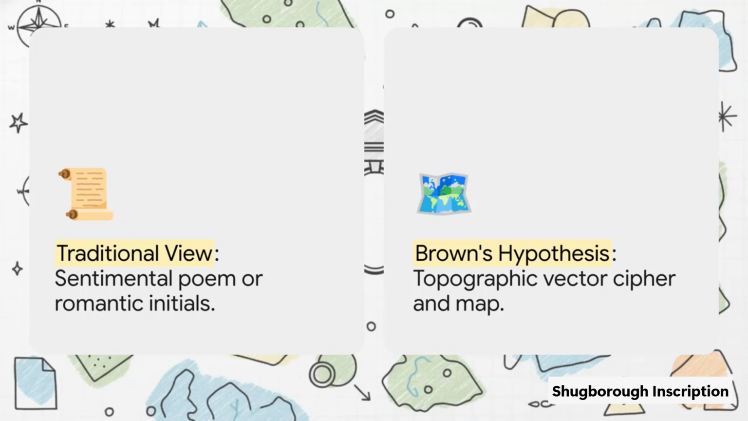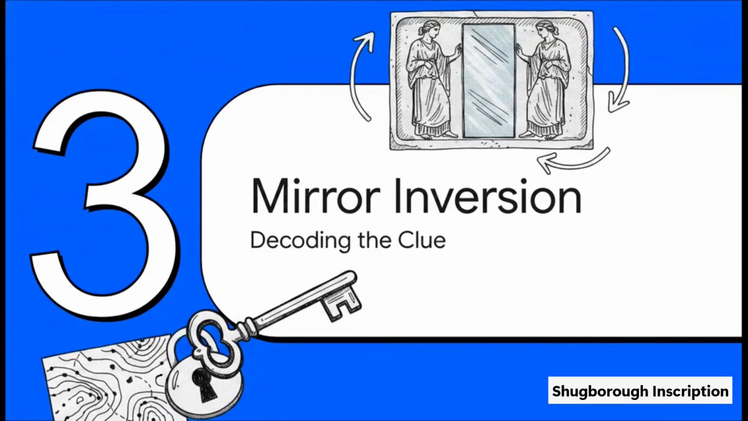Now, topographic just means it relates to the physical landscape, and vector means it gives you a specific direction and an angle. So under this theory, the monument isn't just a fancy tombstone, it's literally the starting point for a map.